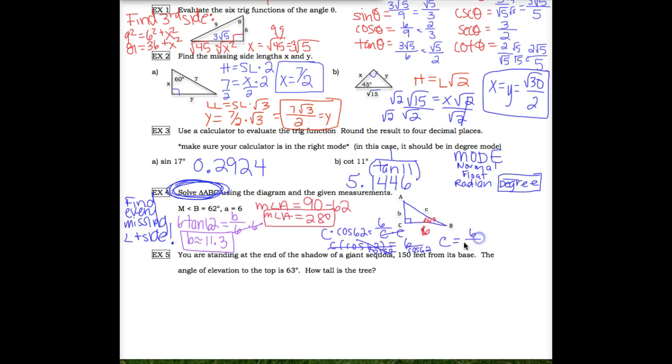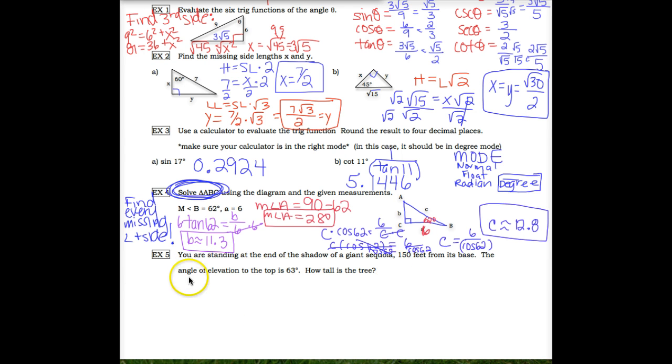So I can press that into my calculator, put parentheses around the cosine. You should get C to be approximately 12.8. And now our triangle is solved. We know all 3 angle measures. We know all 3 side lengths.